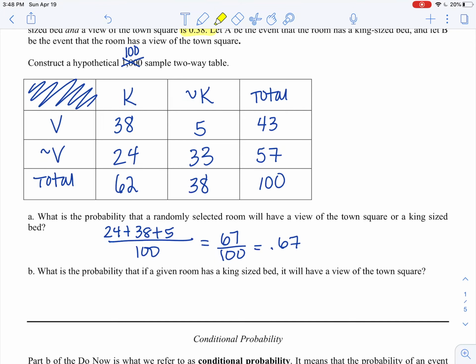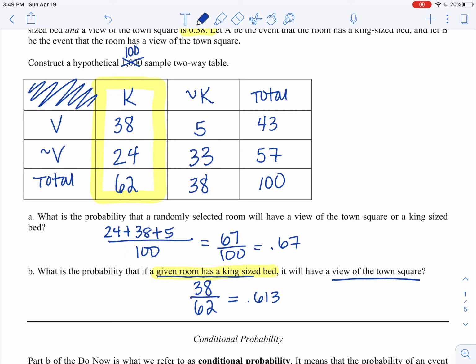So this is where we start getting into those conditional probabilities. If a given room has a king-size bed, that means your probability is only going to be out of the rooms that have a king-size bed. So only this column right here. Out of these 62 rooms, not out of all of them, just the ones with a king-size bed, what are the chances that they have a view of the town square? 38 of those 62 rooms had a view of the town square. If I turn this to a decimal, 0.613, there's a pretty strong likelihood that if I have a room with a king-size bed, I'm going to have a view of the town square.